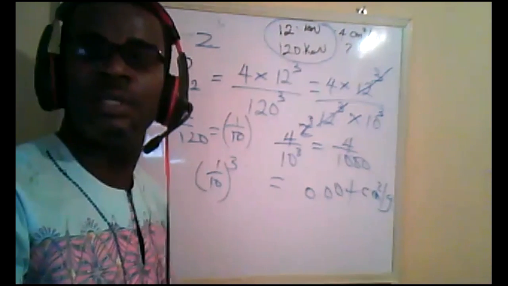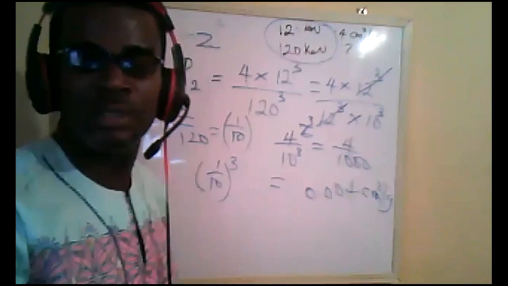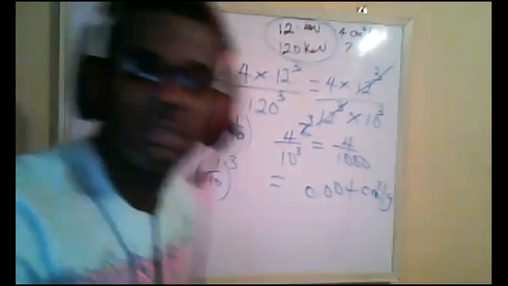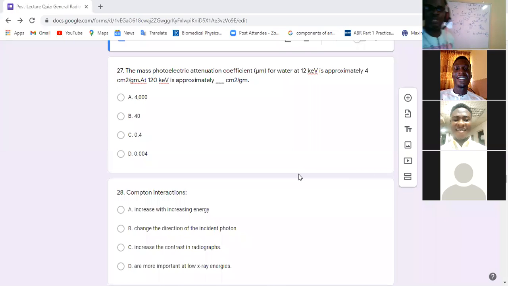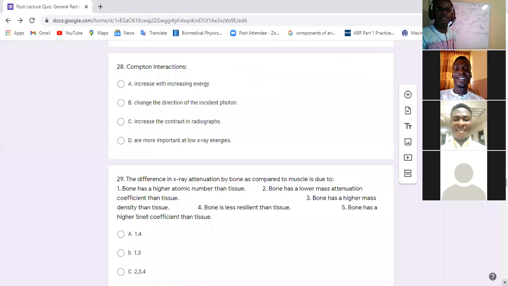So we continue with that. 0.004 centimeters squared per gram. So 28. We should be able to finish everything.